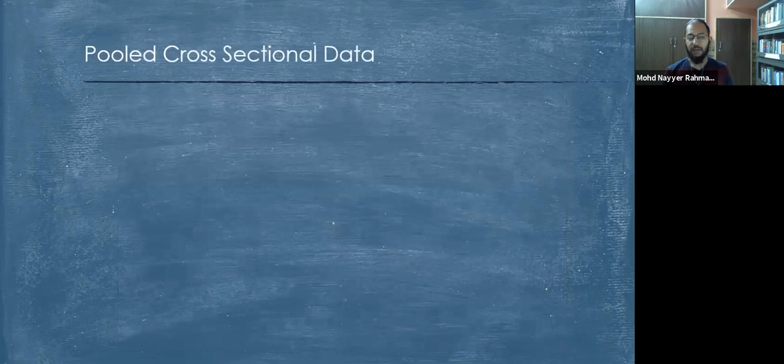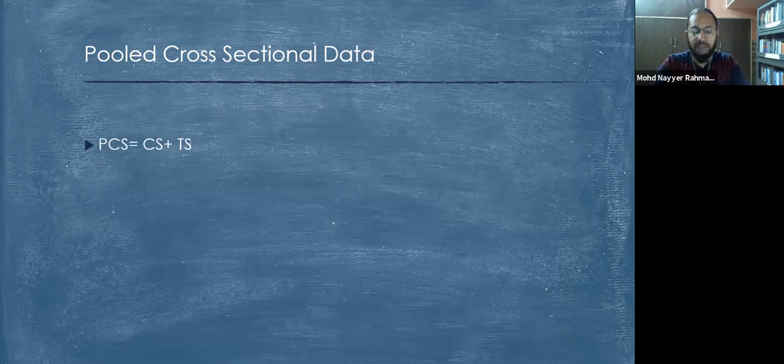Okay, then we have another data type, the pooled cross-sectional. It means cross-sectional is mentioned over here, so it has properties of cross-sectional data. And then pooled data, so we will see how it becomes pooled data. Pooled cross-sectional is equal to cross-sectional plus time series.